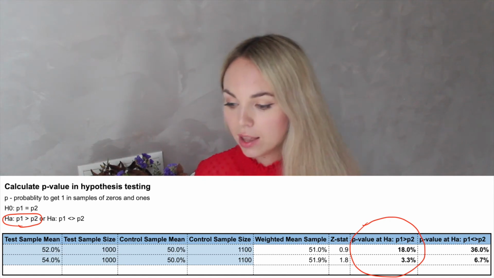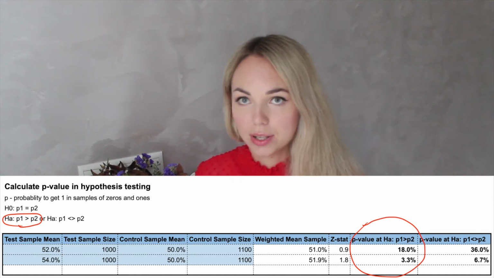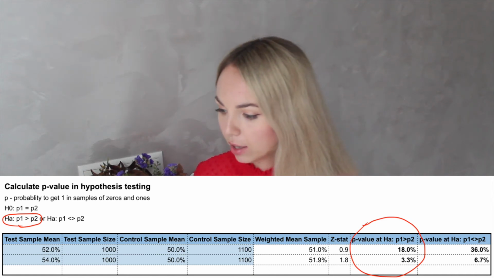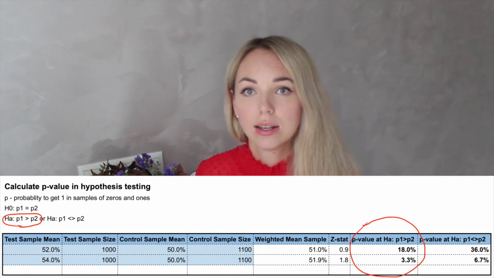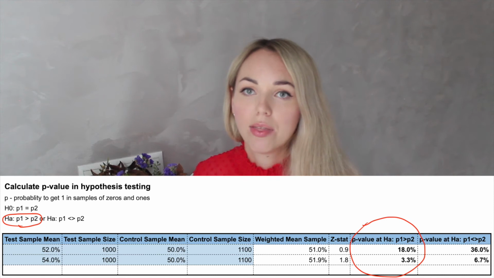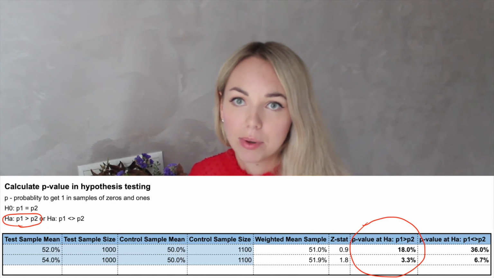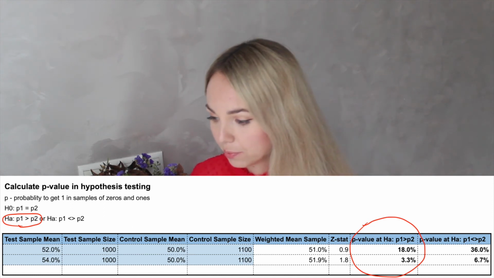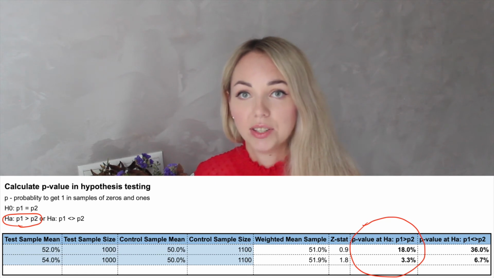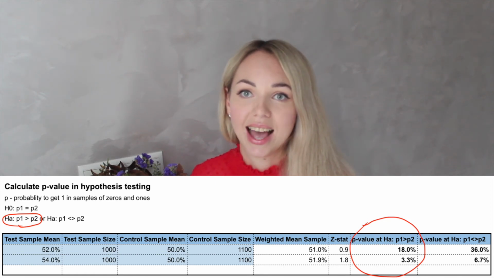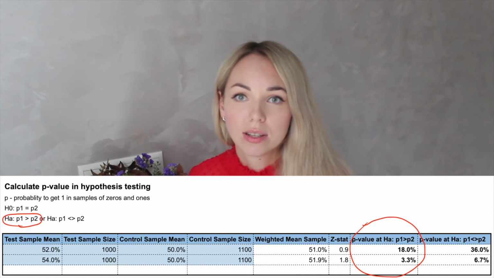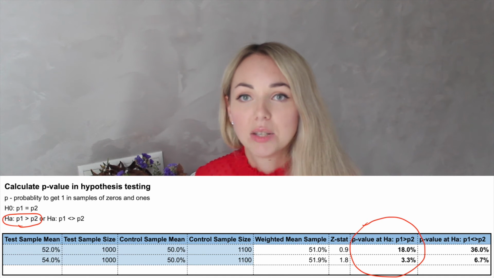In the first row, the mean in the test sample is only 2 percentage points higher than the mean in the control sample, 52% versus 50%. And let's assume that there are 1,000 sessions in the test sample and 1,100 sessions in the control sample. This leads to an absence of statistical significance of the difference. The probability of obtaining the given difference by chance is 18%, which is quite large. We fail to reject the hypothesis. And from the practical view, it means that it's not obvious if the new recommendation system is better than the current one.